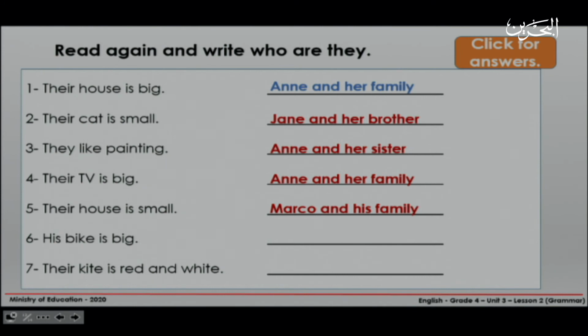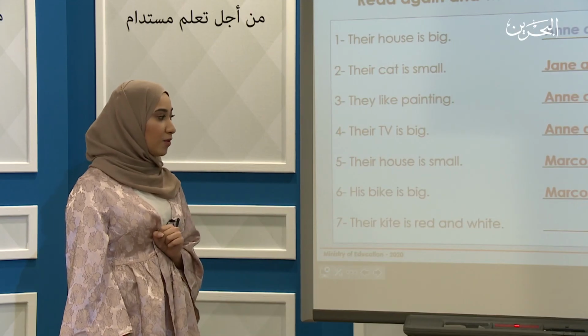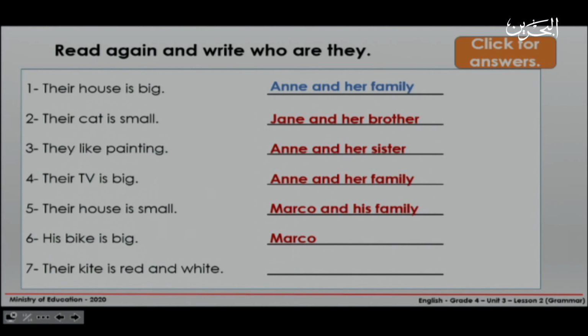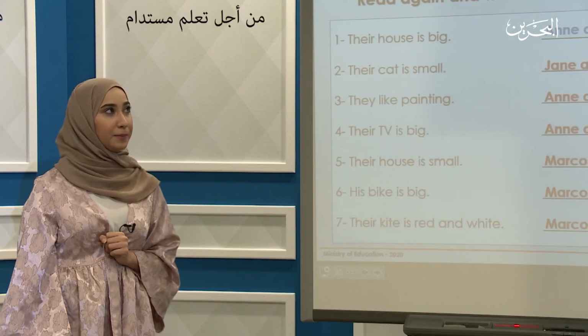What about sentence number 6? His bike is big. Who has the big bike? Can you remember? Well done. It's Marco. And the last sentence, their kite is red and white. Very good. Marco and his family.